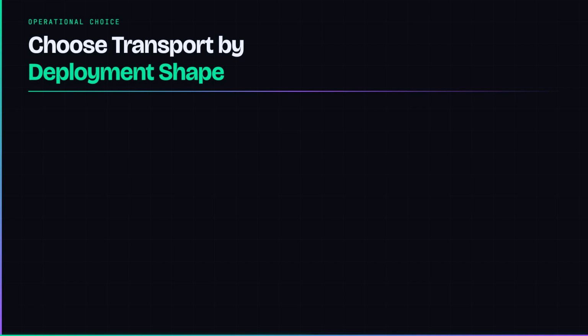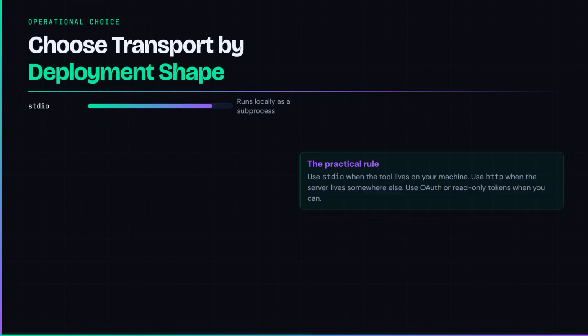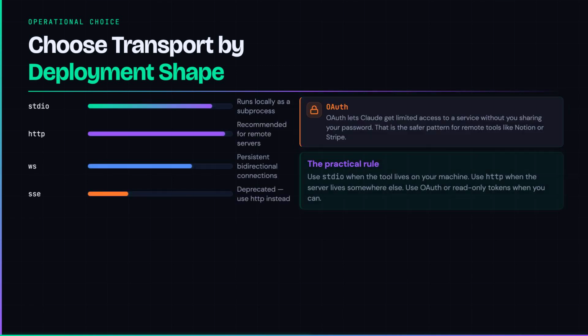Transport choice becomes much easier when you translate it into deployment shape. Instead of memorizing labels, ask where the server actually lives. If the server lives beside you on the same machine, stdio is the straightforward fit. Claude launches the tool as a subprocess. If the server lives elsewhere, use HTTP. That is the normal choice for remote production services.